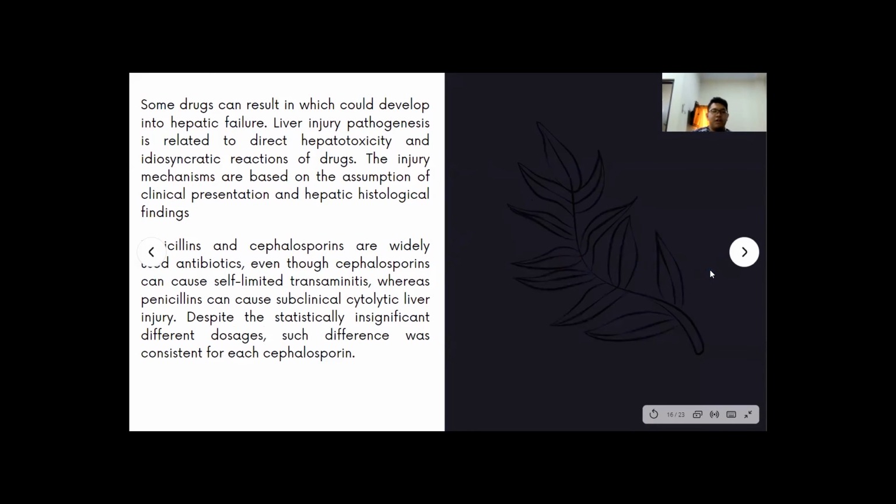Penicillins and cephalosporins are widely used antibiotics, even though cephalosporins can cause self-limited transaminitis, whereas penicillins can cause subclinical cytolytic liver injury. Despite the statistically insignificant differences in dosages, such difference was consistent for each cephalosporin.